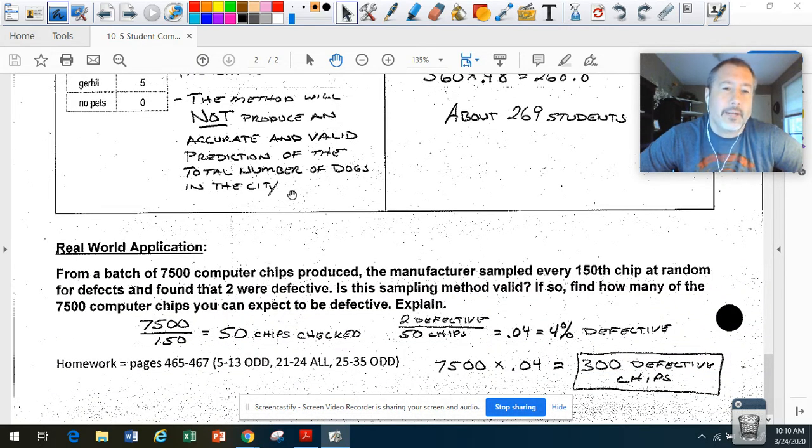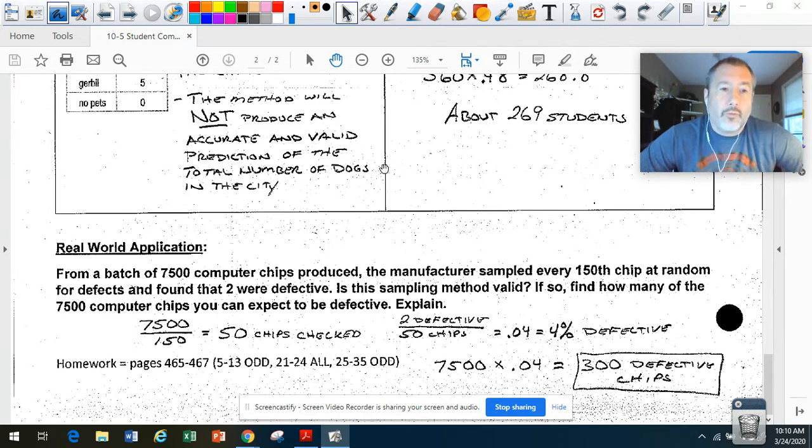Real world example, last one here. It says, from a batch of 7,500 computer chips produced, the manufacturer sampled every 150th chip at random for defects and found that 2 were defective. Okay. Is the sampling method valid? Well, yes, it is, because we're doing every 150th one. Okay. So it is a valid method. If so, find how many of the 7,500 computer chips you can expect to be defective?